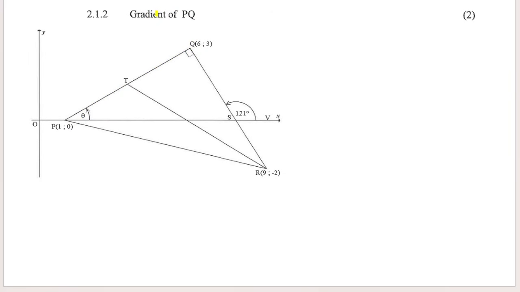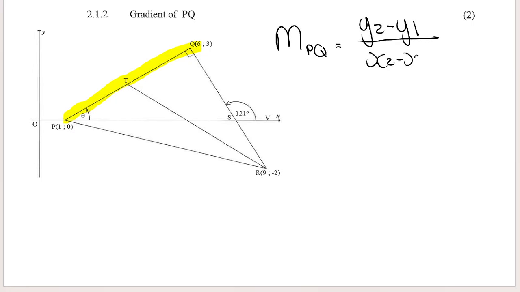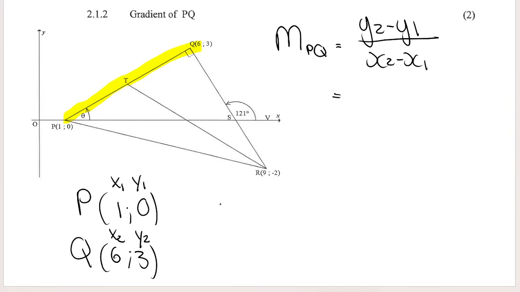Our next question wants us to get the gradient of PQ, so the same line, but now we want the gradient, so we need to use the gradient formula. Gradient is always going to be y2 minus y1 over x2 minus x1, and I'm going to rewrite P and Q as I had it for the previous question. Same coordinate will be my number 1, same coordinate will be my number 2, and I'm going to sub it in. Right, so y2 is 3 minus y1, which is 0. x2 is 6 minus x1, which is 1. So it is 3 over 5.